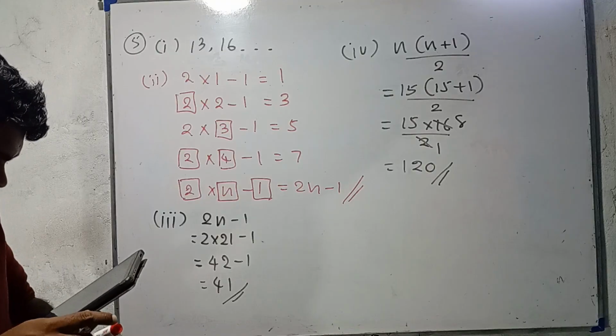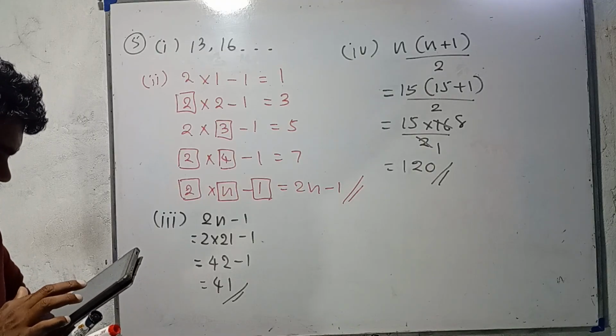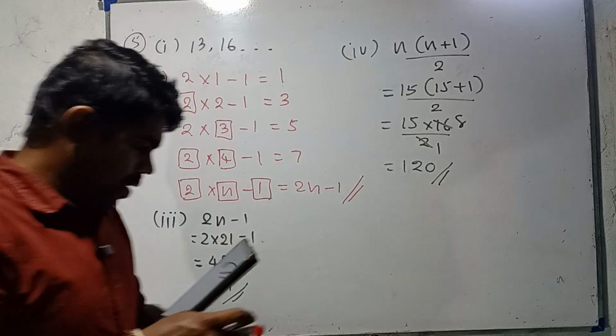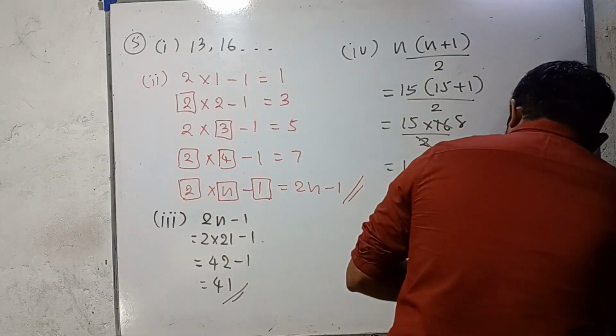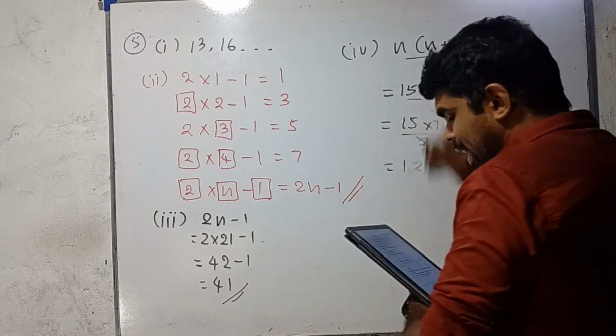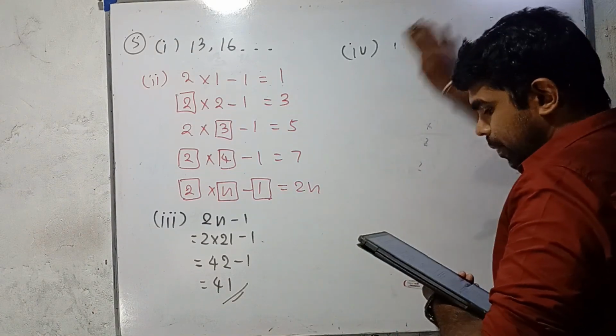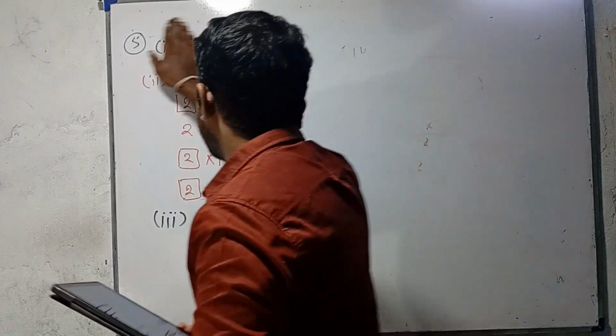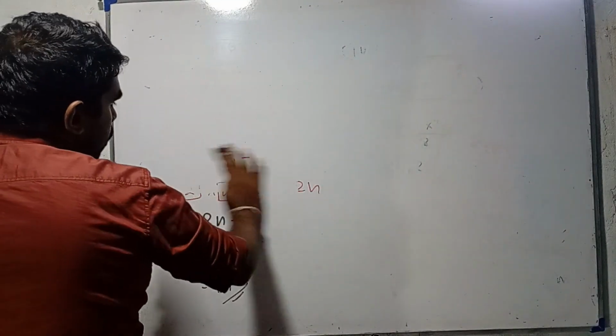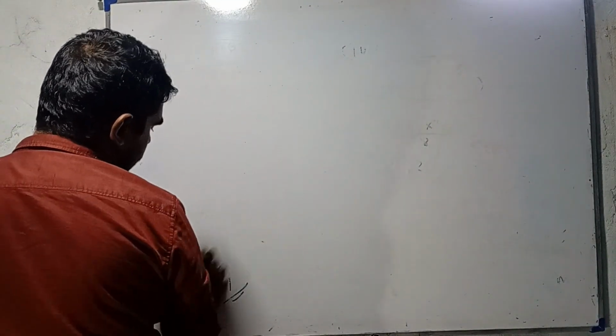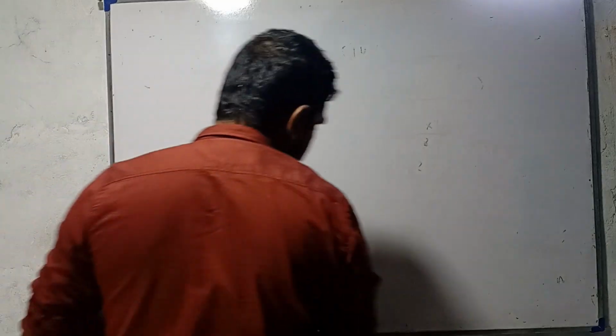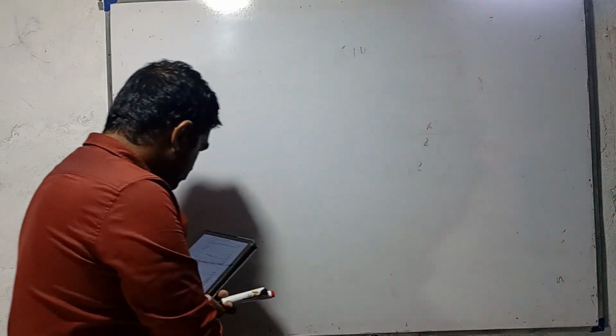The next question, question number 6. Part A, Roman number 1. Find the value of minus 3 plus 5. We can find it directly. We have to add the given directed numbers.